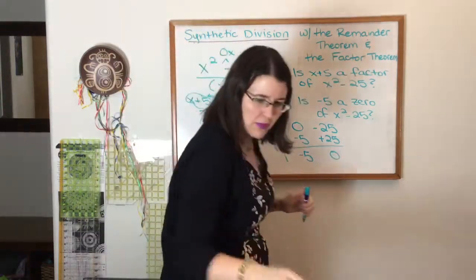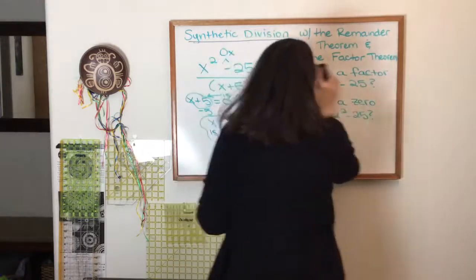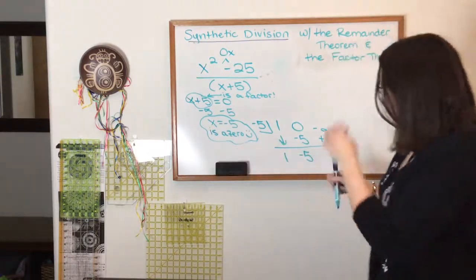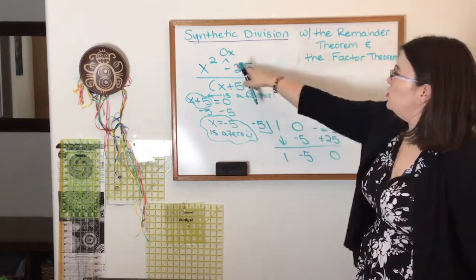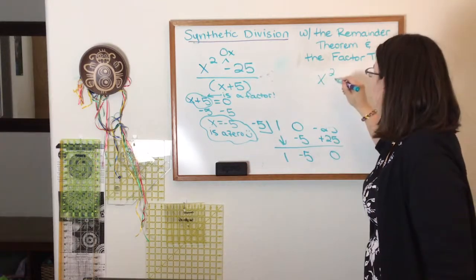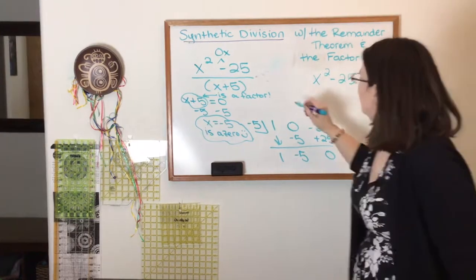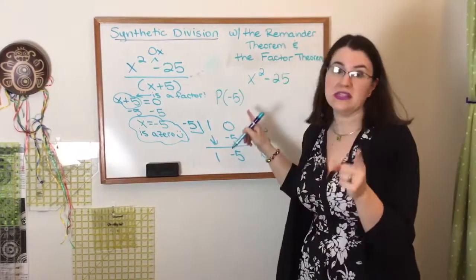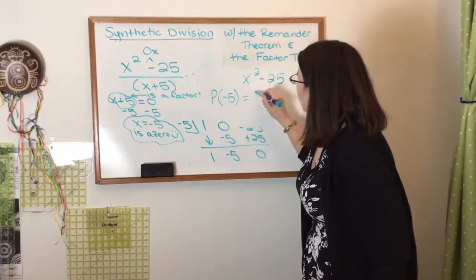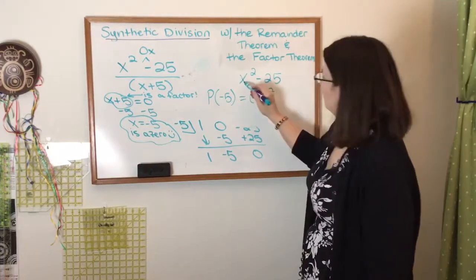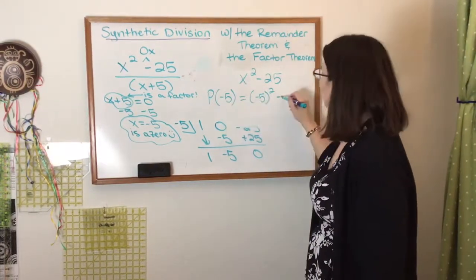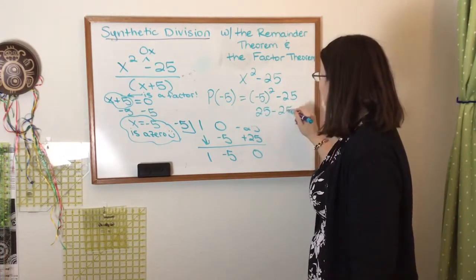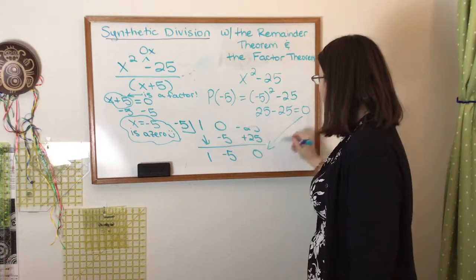Now, I keep losing my eraser. I will also show this to you in the remainder theorem form, which is I'm going to plug that -5 in to my original. So my original was x squared minus 25. I'm testing the polynomial of -5. So is that a 0? I take -5 squared. I replace the x with this number. -5 squared is positive 25, and 25 minus 25 is 0.